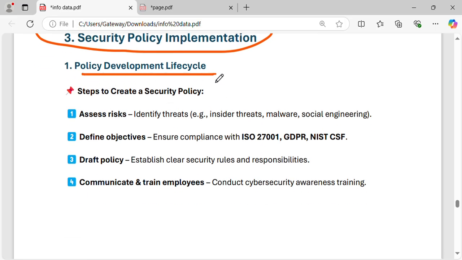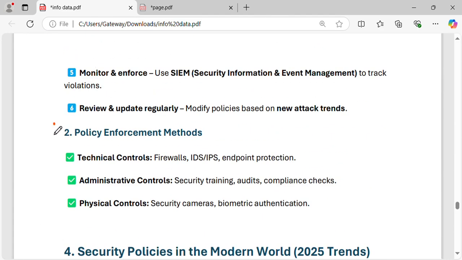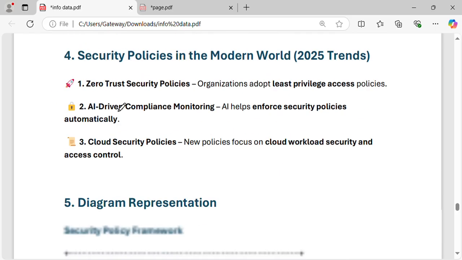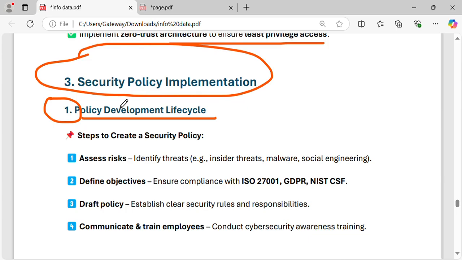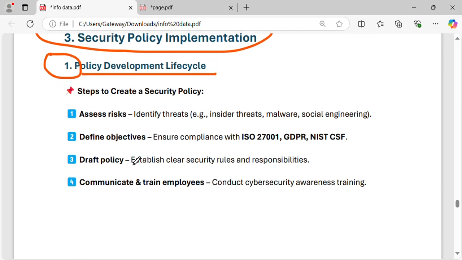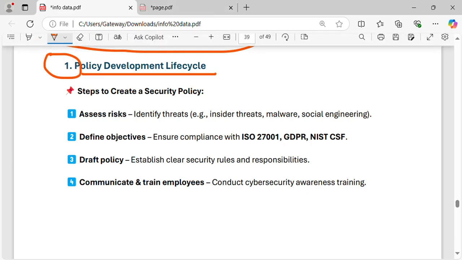First of all, we have something called the policy development lifecycle. Then we have policy enforcement methods. Right, two points in the implementation: first, how we are going to make the policy, and second, how we are going to implement the policy. Assess risk. Identify the threats, the insider threats, malware, and social engineering. What type of threats can occur? Right. Then define objectives. Define the objectives of your security policy.